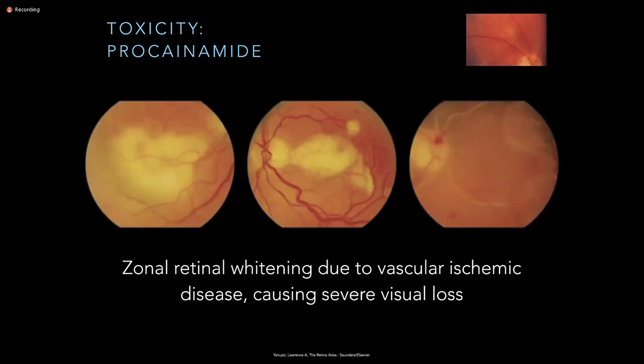So here's a picture. These are different patients that show basically a zonal retinal whitening due to vascular ischemic disease, causing, as you can imagine, very severe vision loss.